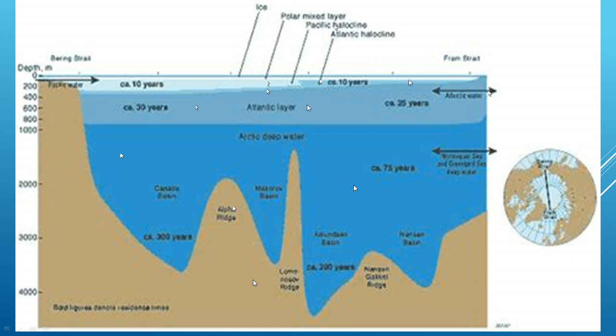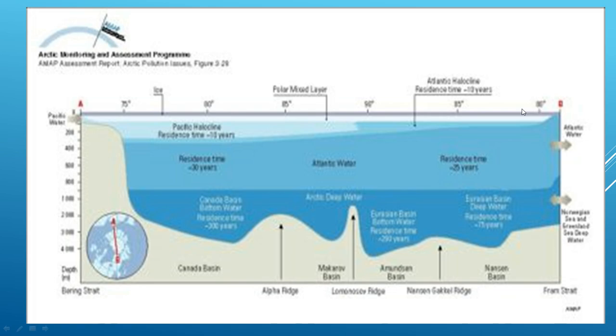Lomonosov Ridge, etc. And to create this diagram, here's the transect where they took the measurements to obtain this result. This is just showing it in a little more detail for the upper layers. So the Pacific halocline, right? The Atlantic halocline, right? And then the deep water, etc. Again, there's your transect.